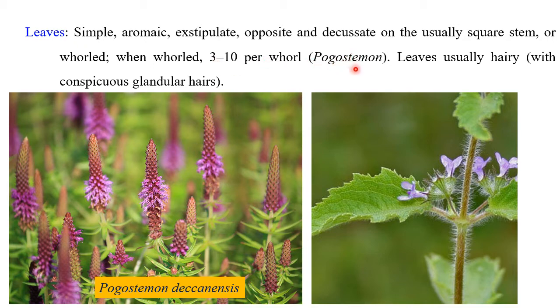Here see Pogostemon. Leaves usually hairy with conspicuous glandular hairs. In this image, you can see that hairs are there. As you can see here, hairs are present on the stem. Similarly, they are present on the leaves also.